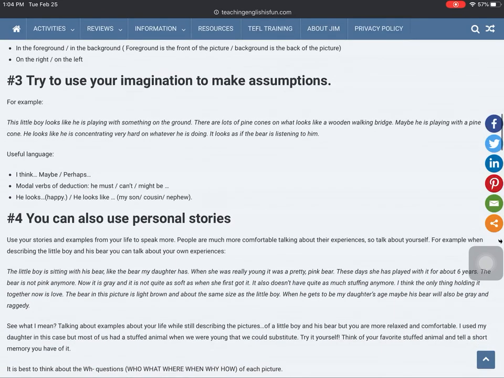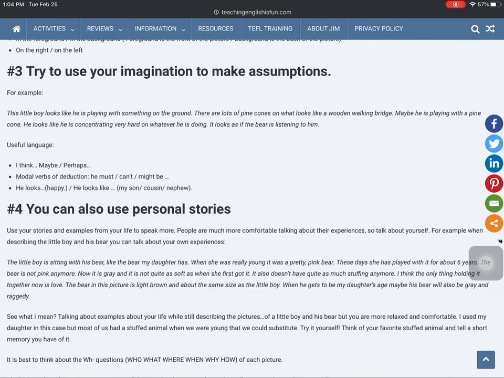Now, some useful language for this. If you're trying to make guesses about something, we're trying to make assumptions. An assumption is like a guess about something. So we say, I think, maybe, perhaps. Then there are some modal verbs of deduction that you can use: he must, he can't, he might be. And then these are some other things right here.